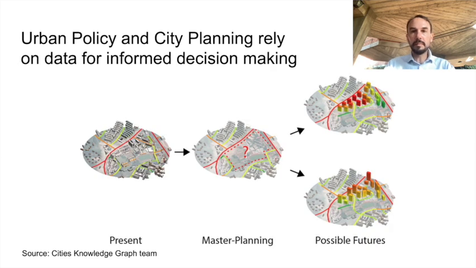Urban policy aims to develop a course of action for the organization of urban systems. In a very simplified sketch, we can think about cities in the present. We can envision a vision for the future in the form of master planning, but this could come in possible future alternatives. And now we need to have a system that tells us how to make decisions to reach an optimal state.